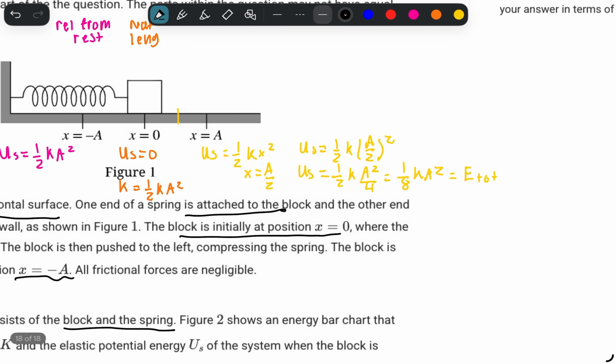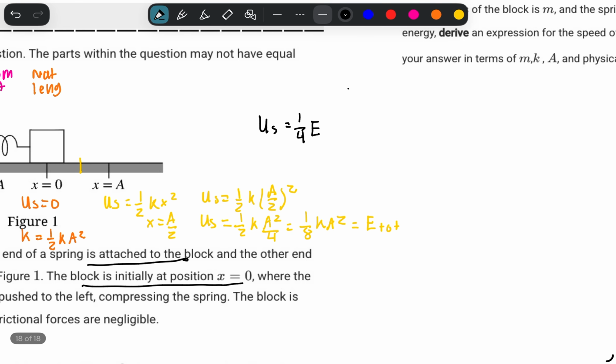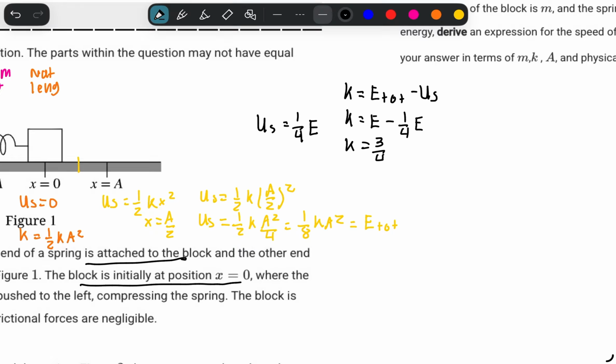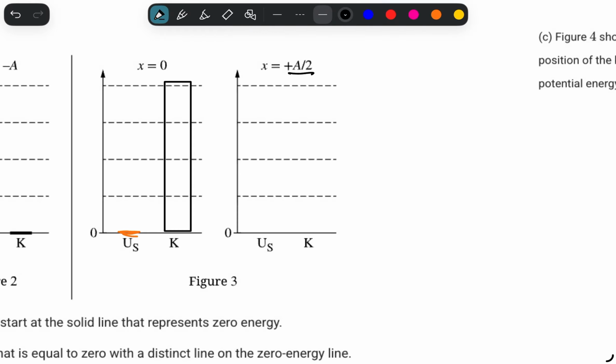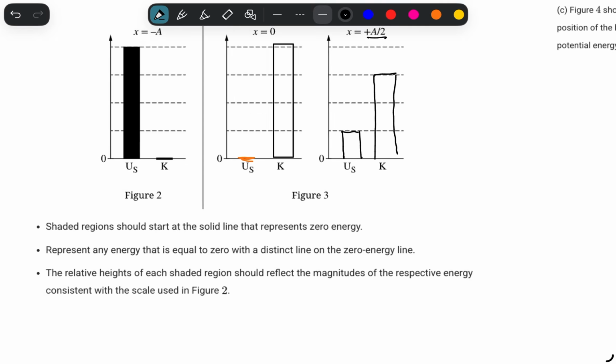So we can compare that to a US that's equal to 1/4 of E total. Then our kinetic energy is going to be the rest of it. Kinetic energy is equal to our total energy minus US. Kinetic energy is equal to E minus 1/4 of E. So kinetic energy is equal to 3/4 of our total energy. For this, we would draw US as 1/4 of the original bar, and then kinetic energy is going to be 3/4. So that's how we can figure out the distribution of energy.